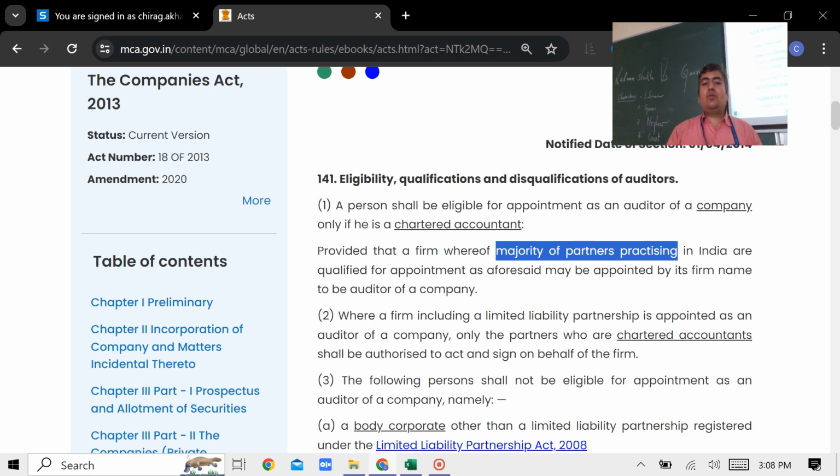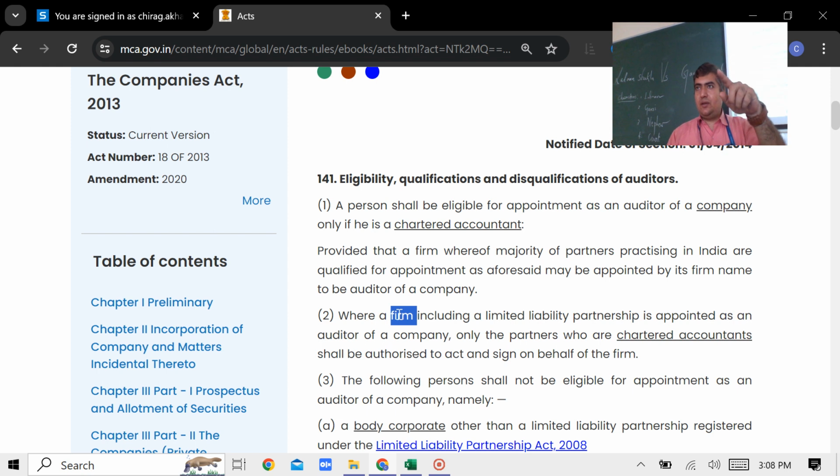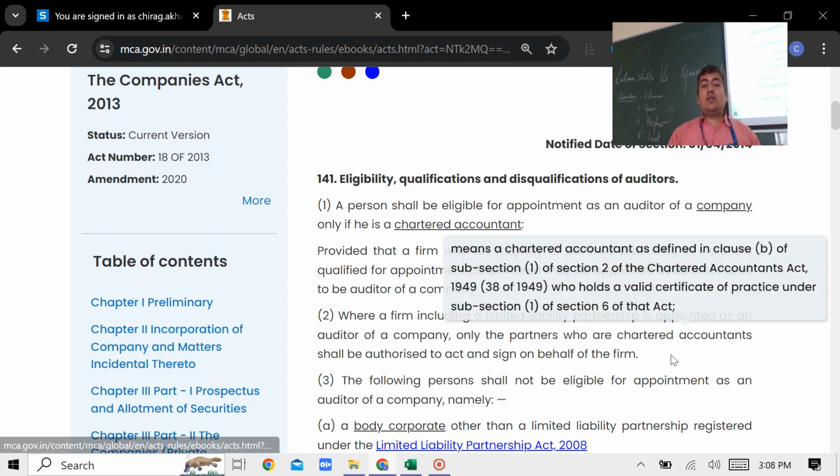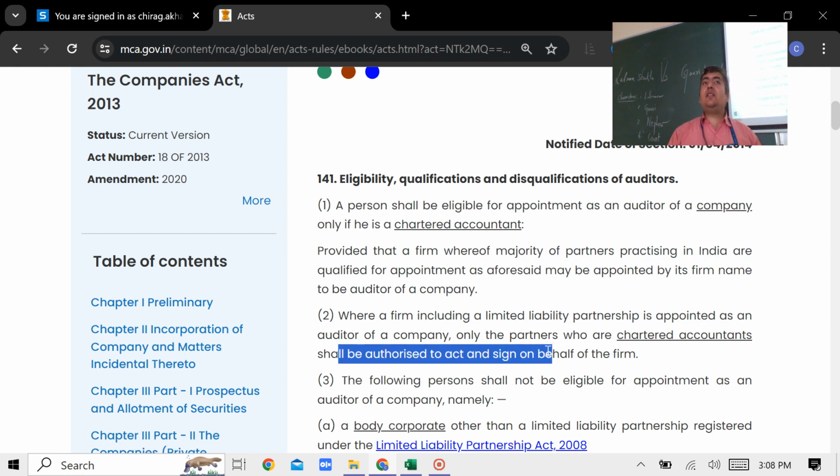Now here I told you long back that the word firm is written, but nothing is mentioned about LLP. Did I say like that? But I told the term firm ultimately includes the term LLP. Also look at the subsection 2, what is written over here, where a firm including a limited liability partnership is appointed as an auditor of a company, only the partners who are chartered accountants shall be authorized to sign the financial statements.